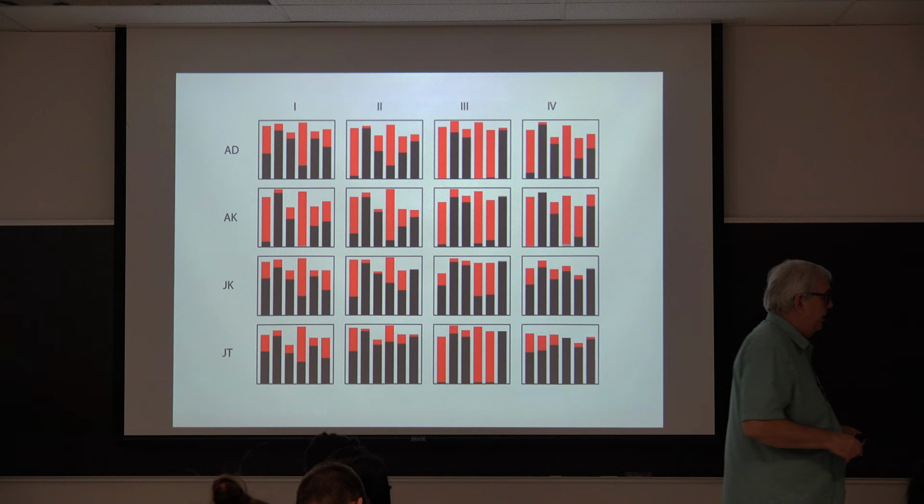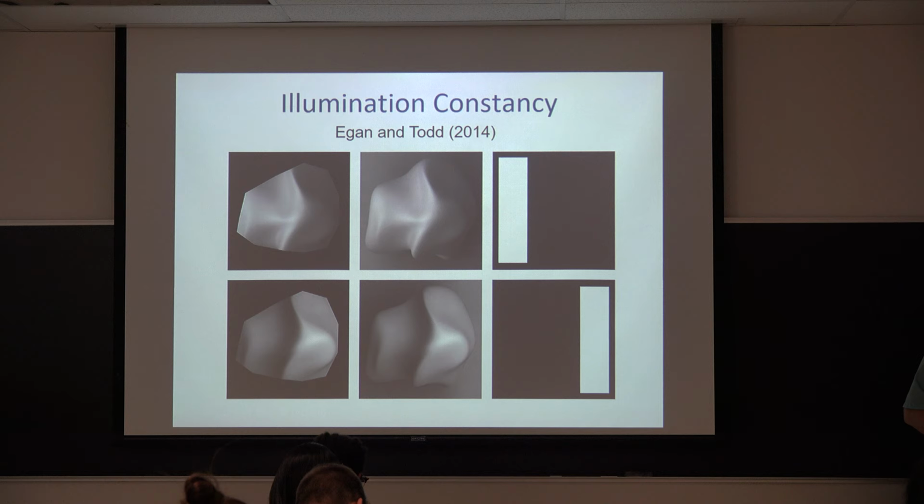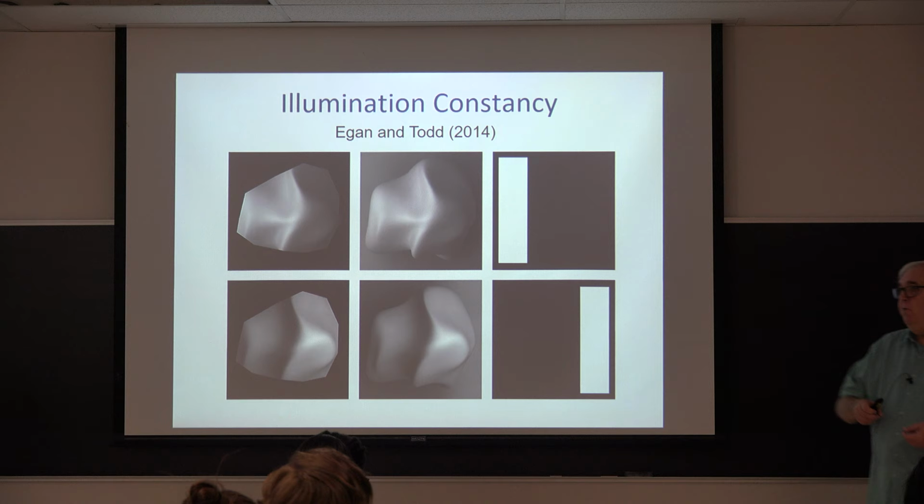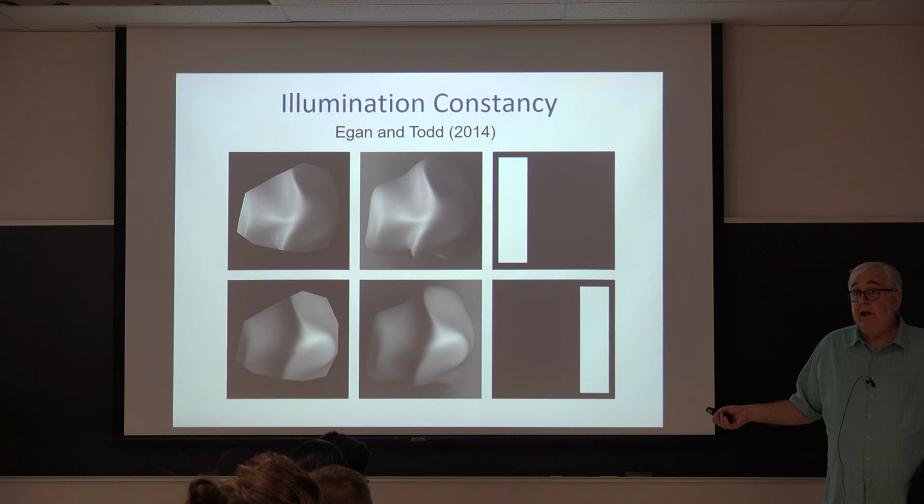I'll show you another quick example of this. I'm going to go through this quickly since we're running out of time. This is the dissertation of my student, Eric Egan. And in this case, what he's doing is looking at what happens to shape when you move the illumination around. So when you move the illumination, you're changing the pattern of shading. Would that influence the perception of your shape? Or does the appearance of shape change as the illumination changes?